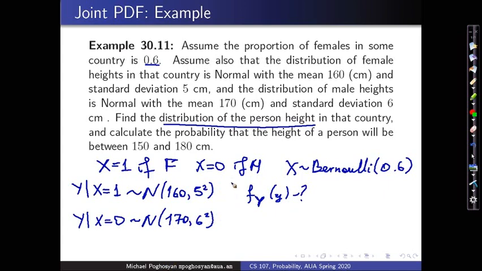So what am I doing? First I'm calculating the PDF of this, because this is normal. I know the PDF of normal. So I will calculate two PDFs, and then we'll multiply by the corresponding probabilities, and add them to obtain this f of y. Let me do those calculations on the whiteboard. So what do we have?